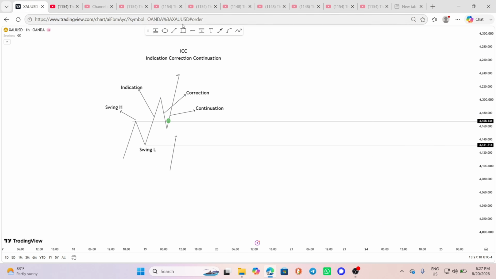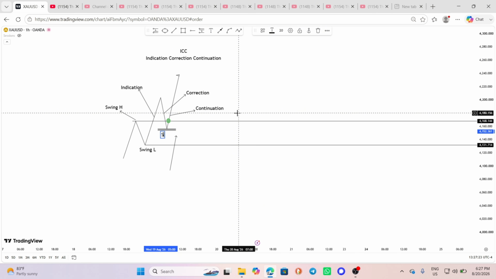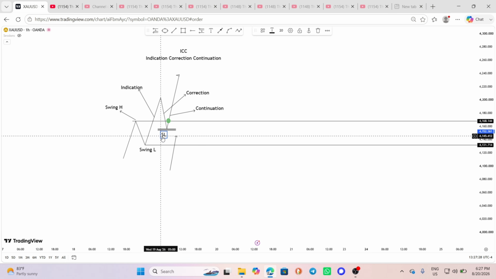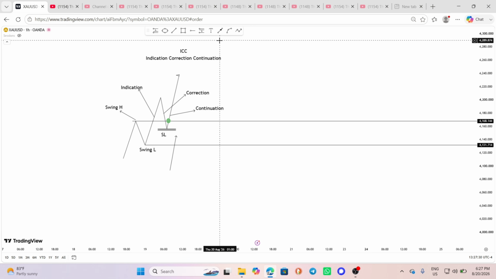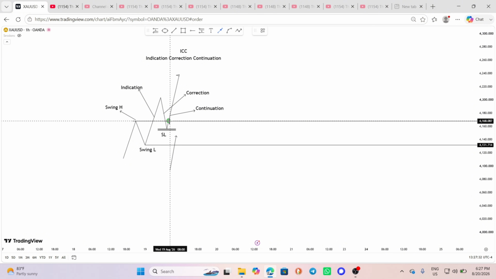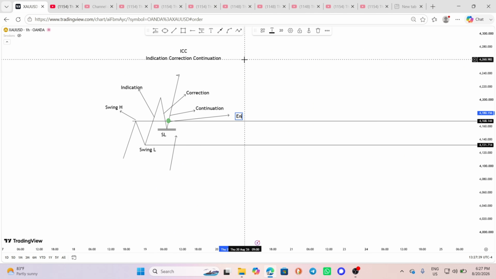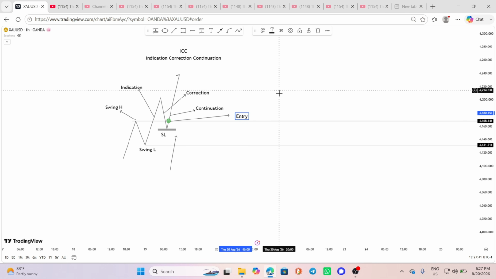And your stop loss is underneath the newly created higher low, which is here. Right? This is where your stop loss is. I'm just going to mark it out. SL for stop loss. This is where you place your stop loss. This is where you're entering. This is where your entry comes from.